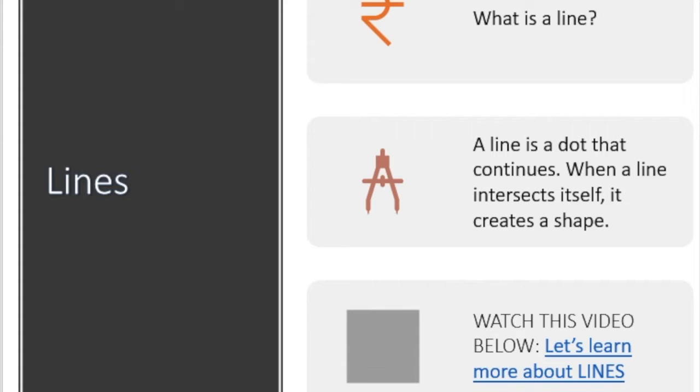Our first definition is line. A line is a dot that continues. That's what you can write in your visual journal next to the word line. A line is a dot that continues. You can also add, when a line intersects itself, it becomes a shape. If you need more time for writing the definition, please pause the lesson and take the time to write it.